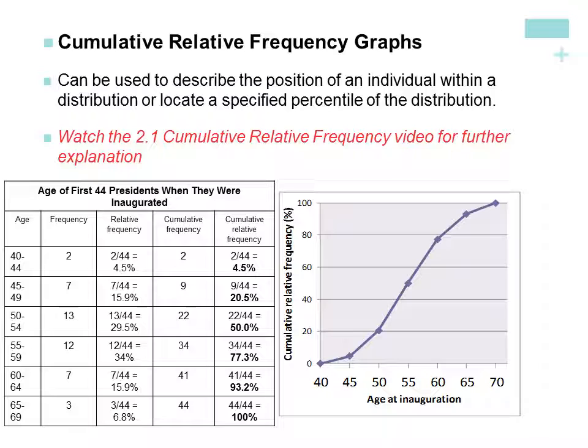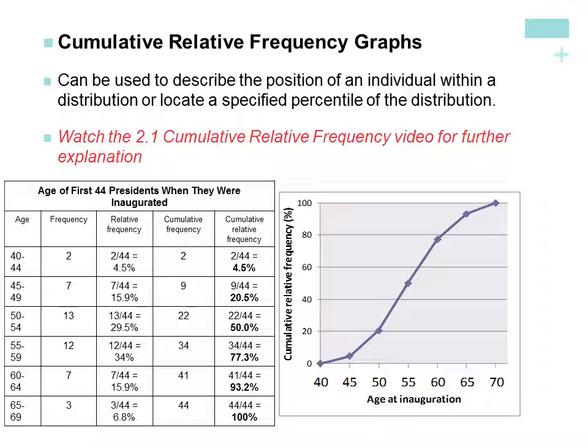So how do you find the cumulative relative frequency? Just like the relative frequency, you add up the numbers, so with the cumulative relative frequency you're basically adding up the percentages. You had 4.5%, so to get the second one, we had a total of 9 between the 2 classes. You can either add 4.5 plus 15.9 to get 20.5, or you can say the cumulative frequency was 9, so the cumulative relative frequency is 9 divided by 44. Relative frequency just means percents.